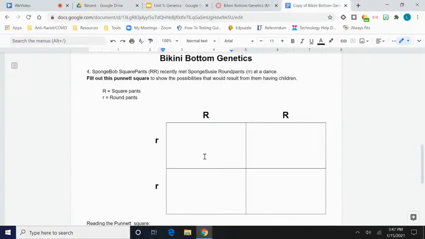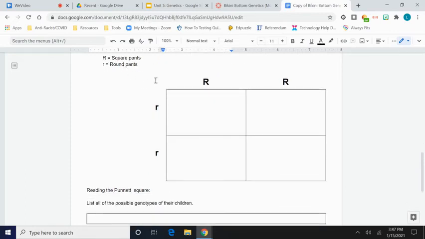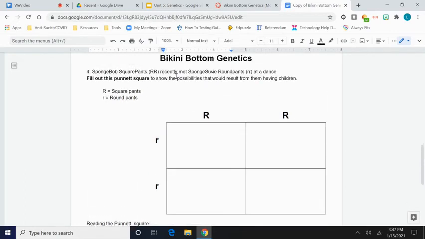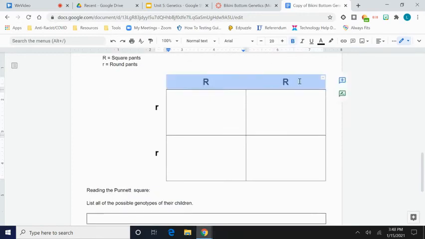For number 4, this is just like our Punnett practice. I've given you this problem. SpongeBob SquarePants met Sponge Susie Round Pants. And if they had babies, what would they look like? Would they have square pants or round pants? So here's SpongeBob's genotype. Here's Sponge Susie's genotype. So fill in these boxes just like a normal Punnett square.